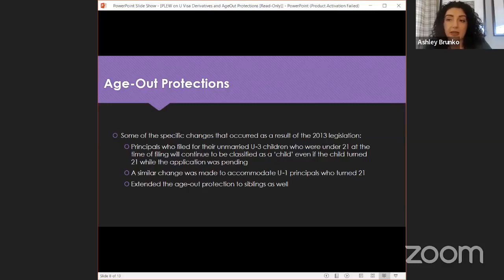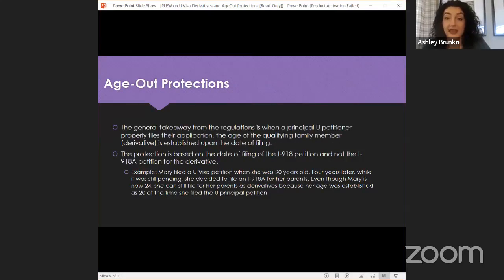So long as the sibling was under 18 at the time of filing of the I-918, they will qualify at the time of adjudication, even if they are over 18. Kind of more simply said, when a principal U visa petitioner properly files their application, the age of the qualifying family member or derivative is established upon the date of filing. The protection is based on the date of filing of the I-918 petition and not the I-918 petition for the derivative.